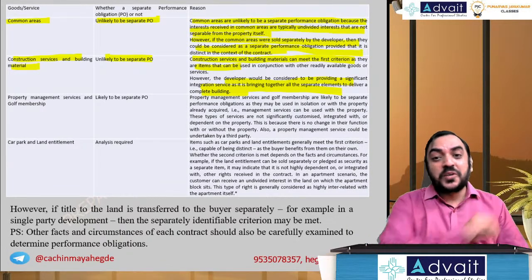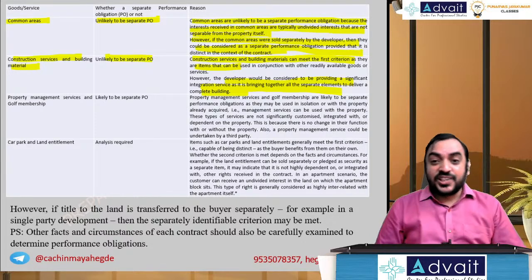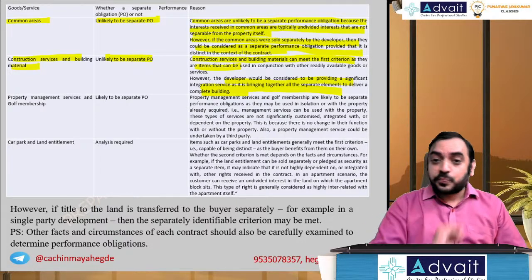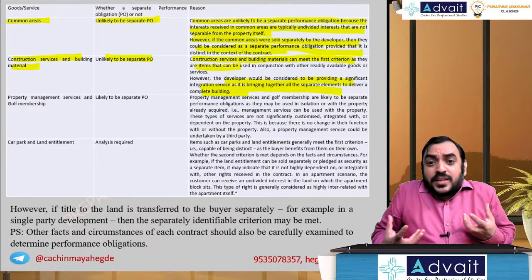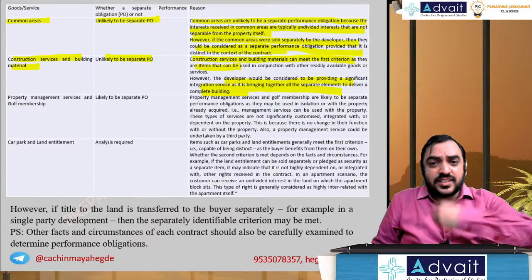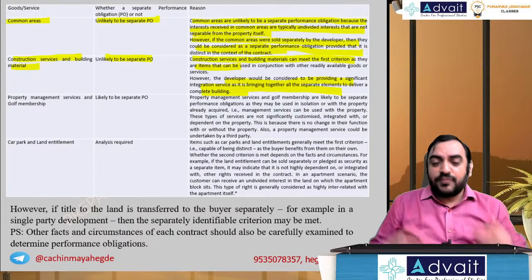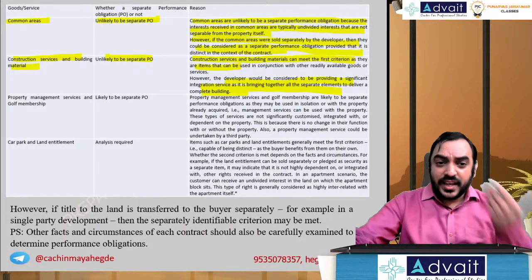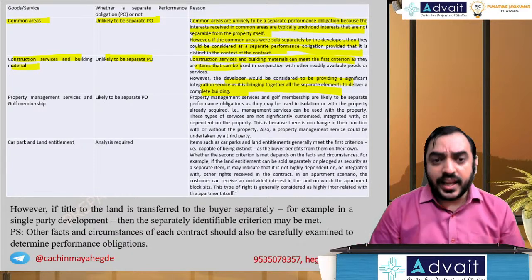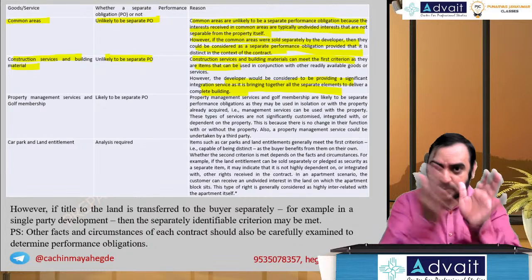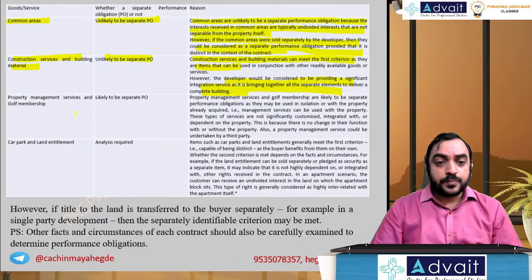But we should also look at one more point: significant integration, interdependency, customization. And what is the customer expectation? Customer expectation is not to get the tiles, cement, sand separately. We want the house. So it is likely to be part of the performance obligation and unlikely to be a separate performance obligation. It is part of the same performance obligation.